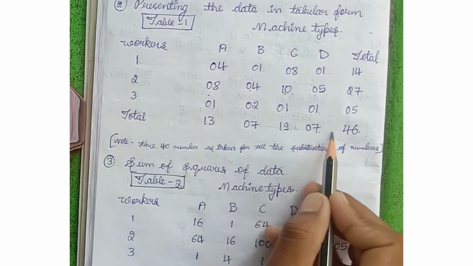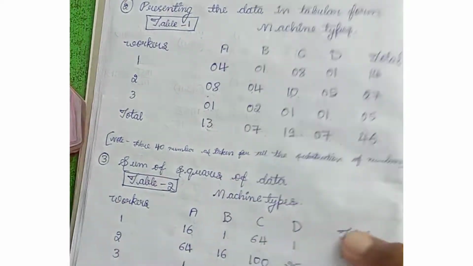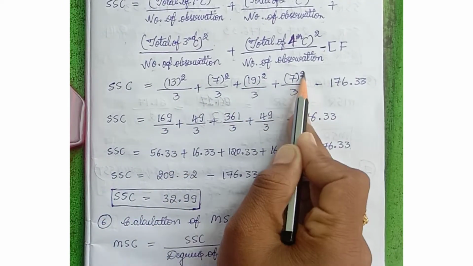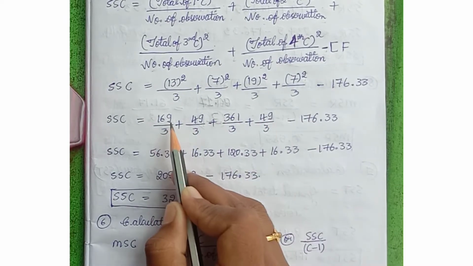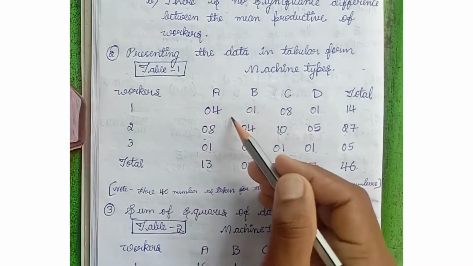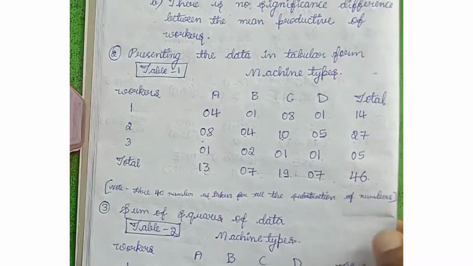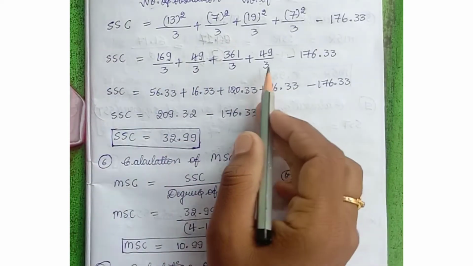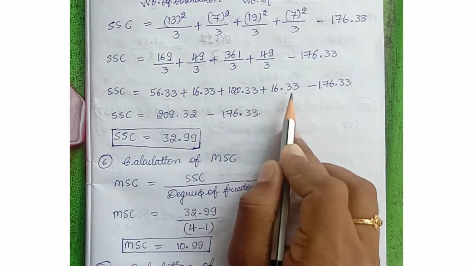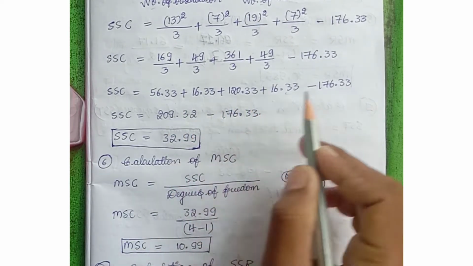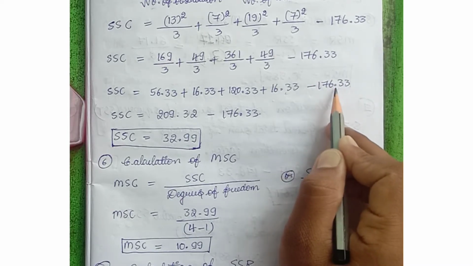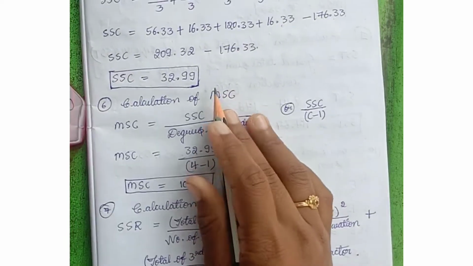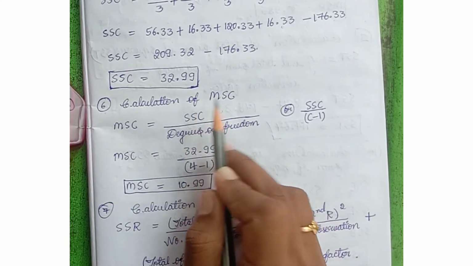As I told, these are the columns A, B, C, D. We take these totals: 13, 7, 19, 7, and square them. After squaring we get these values, which we divide by 3. Why 3? Because there are 3 observations in every column: 1, 2, 3. So we take 3 as the number of observations. After the calculation we get these answers. We add all these answers and subtract the correction factor, 176.33, and we get SSC as 32.99.